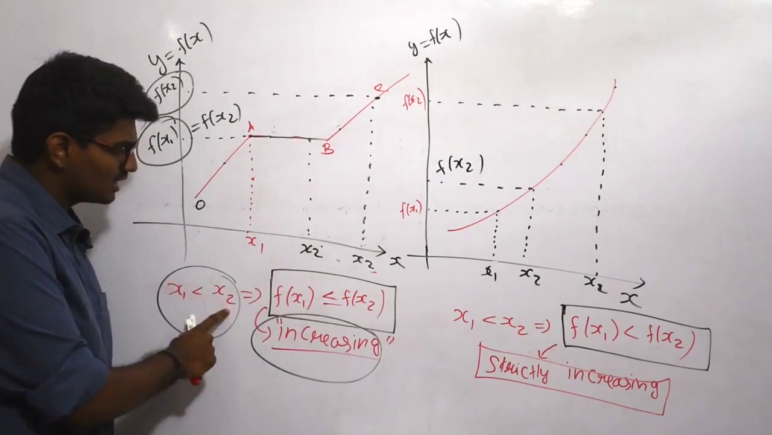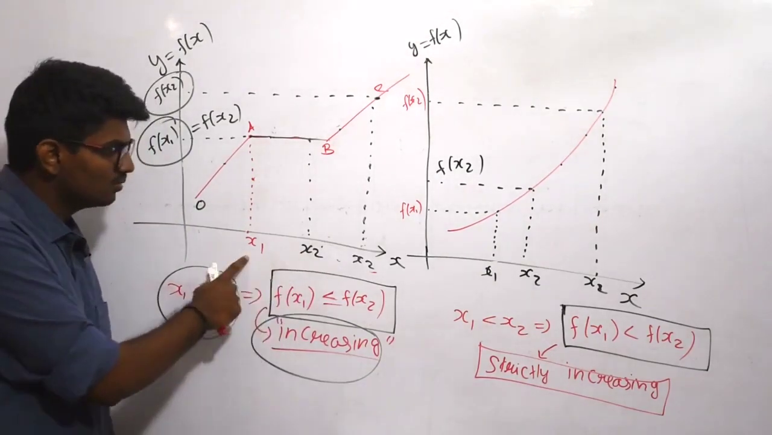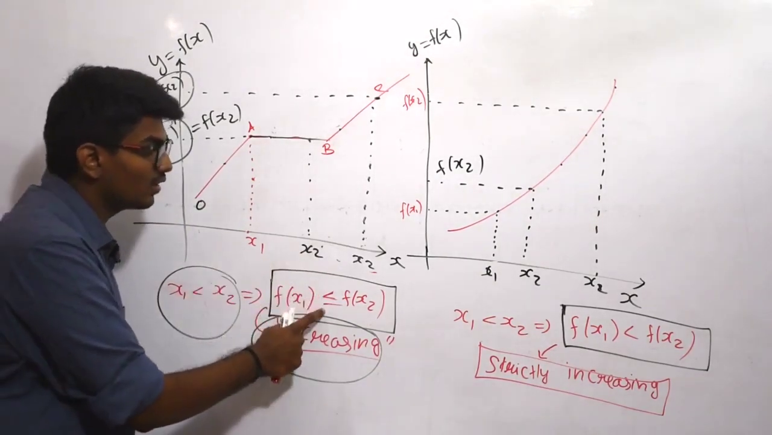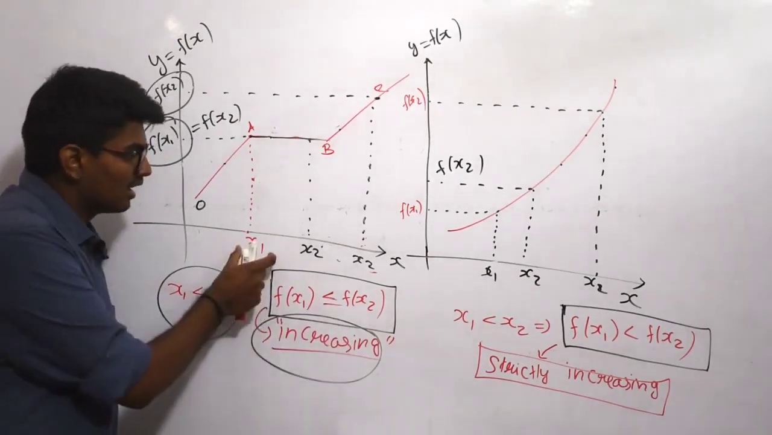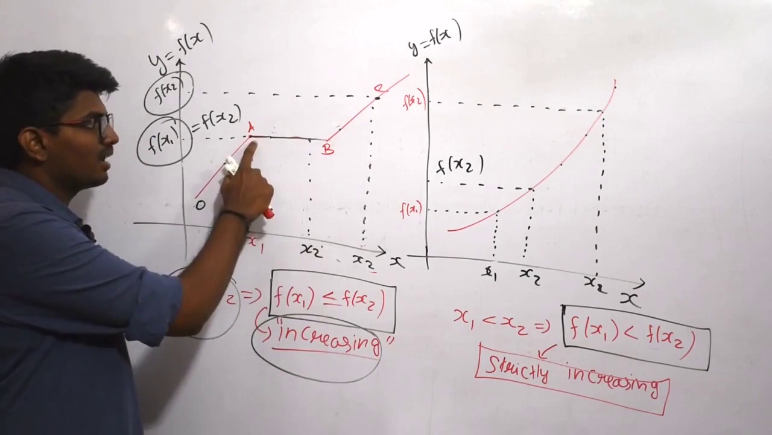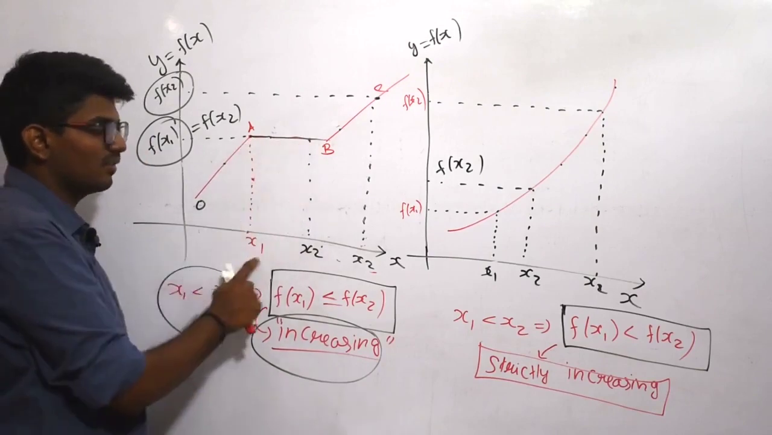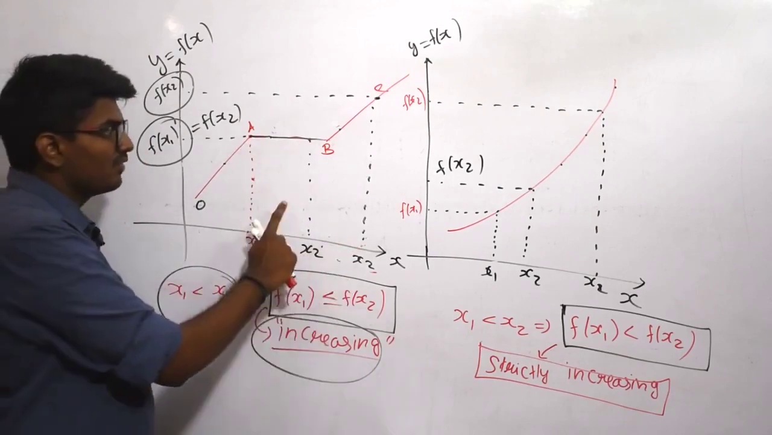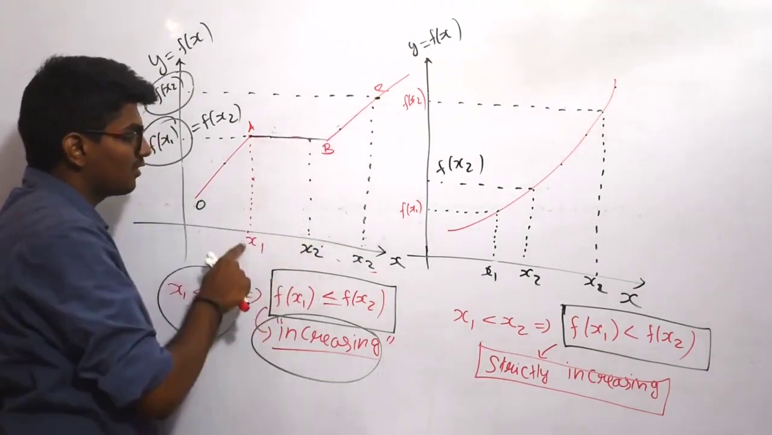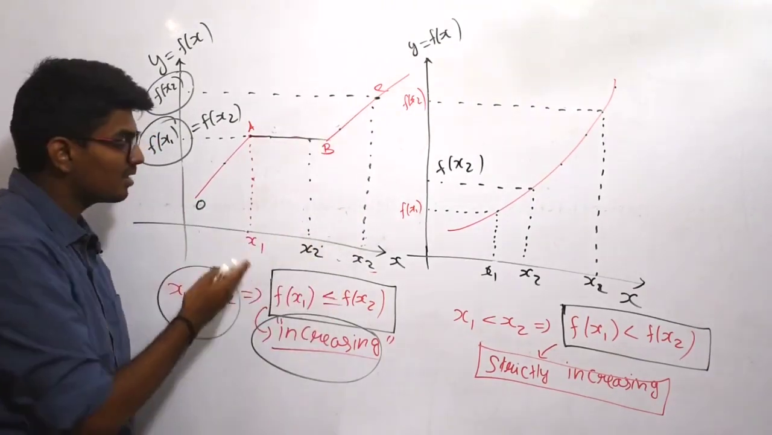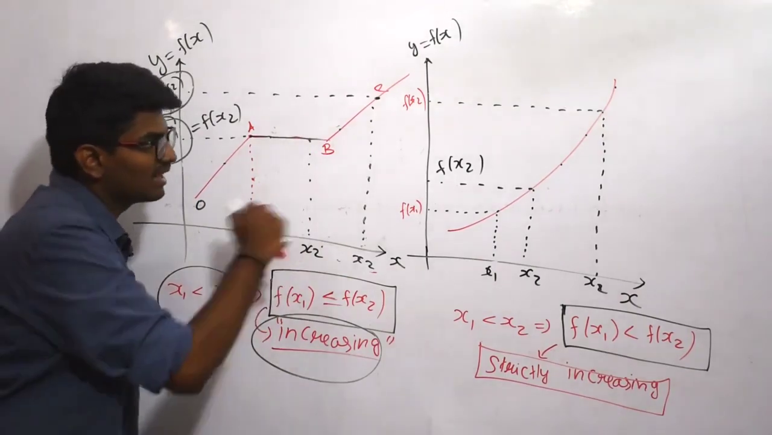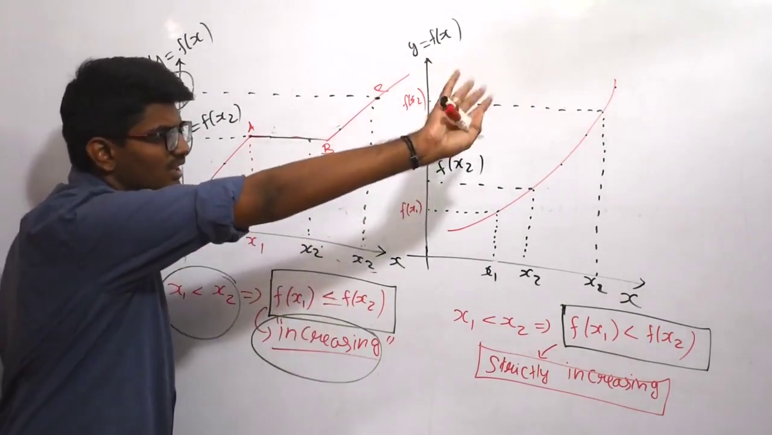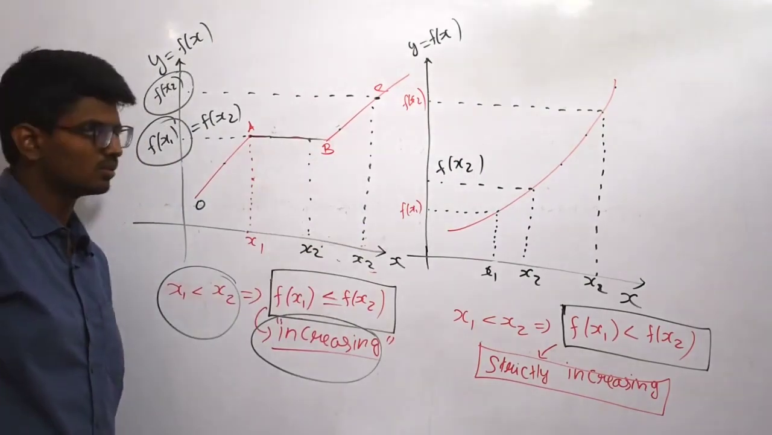Simply, if x1 is less than x2, and f of x1 is less than or equal to f of x2, then we will call it an increasing function, right? Because it can be equal too. If I take a point in between A and B, then f of x1 and f of x2 will be the same. If I take a point between B and C, then f of x1 and f of x2 are not the same. F of x1 is less than f of x2. Clear? But in the strict case, wherever I take the point, f of x1 is surely going to be less than f of x2.